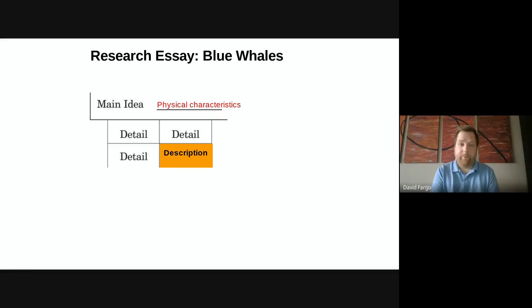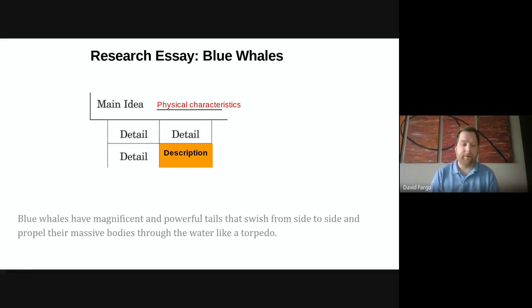Carrying on with the same topic, I've asked you to write a research essay about blue whales. This time, let's say that the paragraph that you're writing is about physical characteristics. So what blue whales look like. In this case, your golden brick might be a really good, vivid description. So what might that look like? Blue whales have magnificent and powerful tails that swish from side to side and propel their massive bodies through the water like a torpedo. So again, you're adding a specific, vivid description that allows the reader to picture what you're talking about, okay?